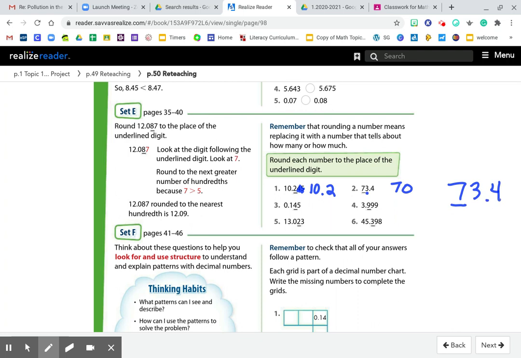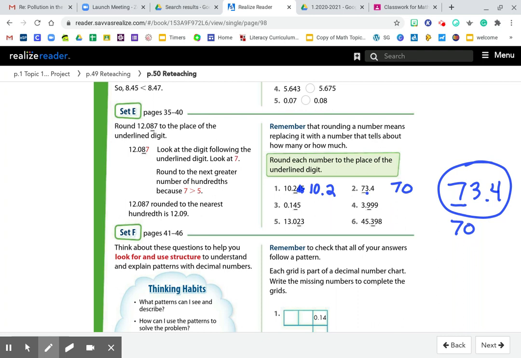So when we round this value to the nearest tens place, we have to make sure we put a 0 there so we know the answer is 70 and not just 7. So be careful on the whole number rounding. Don't forget your whole number rounding rules.